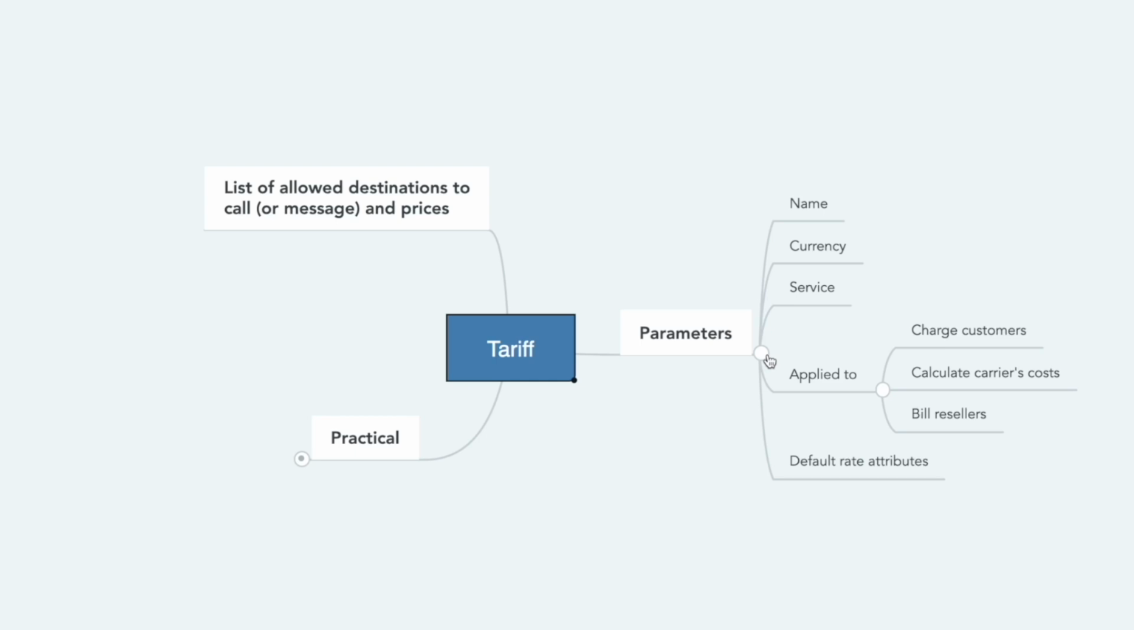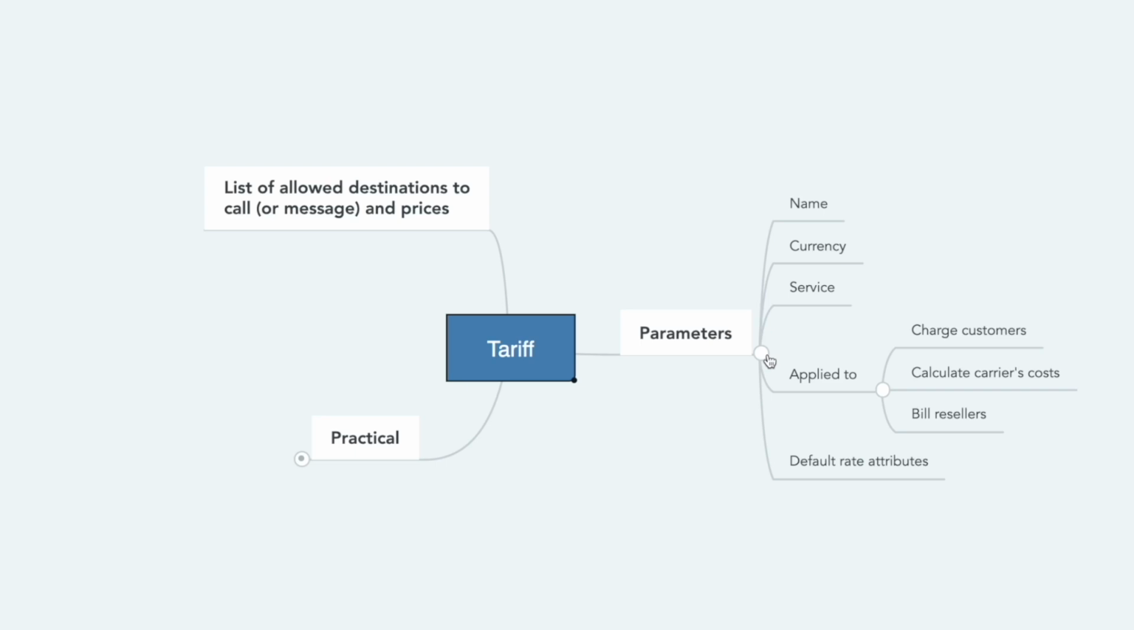What parameters can be set for our tariff? Tariff has a name and, of course, currency. In our practical example, we are going to use US dollars, but potentially other currencies are also possible. Tariff is linked to a service. For example, the service could be voice calls, SMS messaging, or data. Of course, data tariffs will be rather different from voice call tariffs, okay?